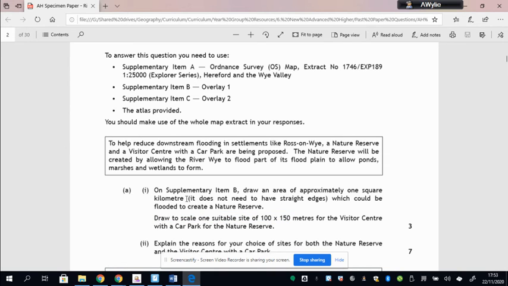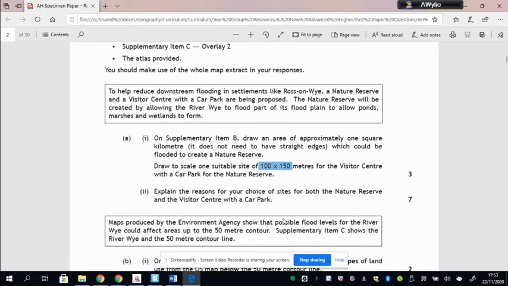It does actually say here, for example, in this question, it does not have to have straight edges, but the area of land that is encompassed by a site of 100 to 150 would have to match that of whatever it is you're being asked to select. So have a little look at the scale of your map and check that the scale that you choose in the area that you identify is appropriate. And you will have practiced the skill in class.